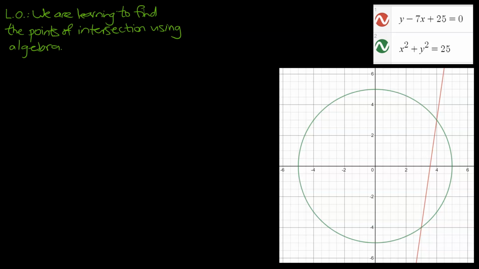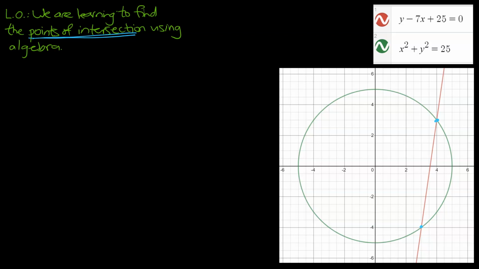Today's learning objective is in green and we are learning to find the points of intersection using algebra. And I suppose the key phrase for us to understand today is, what exactly are the points of intersection? That is when two graphs overlap. And that phrase is going to be really, really important because our internal will have lots of concepts regarding intersections.